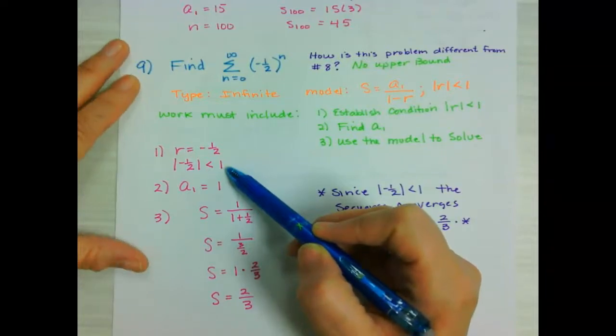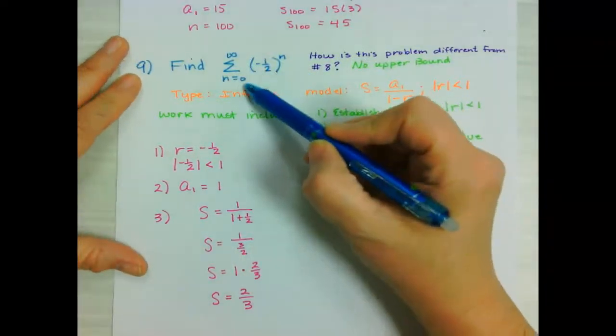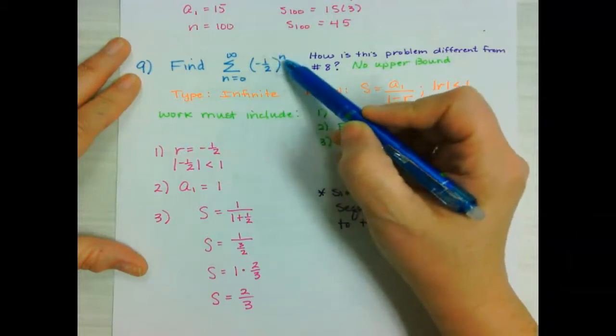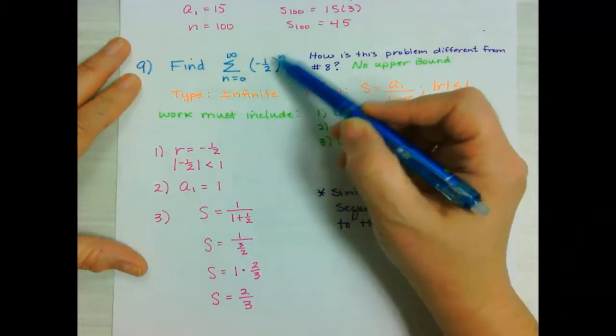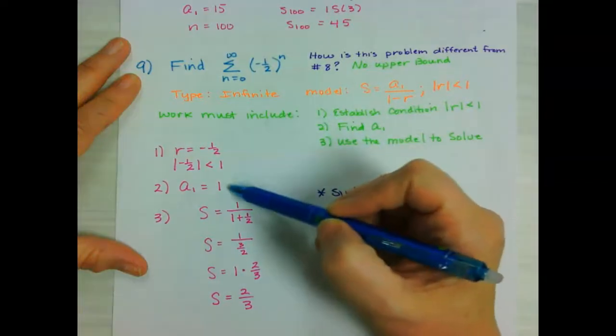Now I'm going to determine what A sub 1 is. So I take the lower bound, which is 0. I replace n in my model with 0, and -1/2 to the 0 power is 1. So A sub 1 is 1.